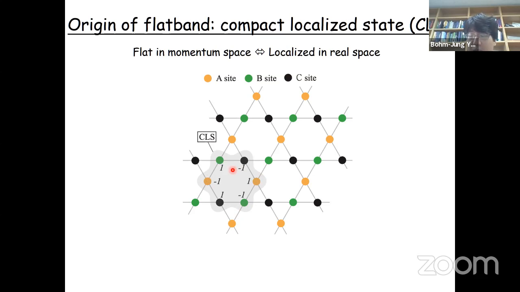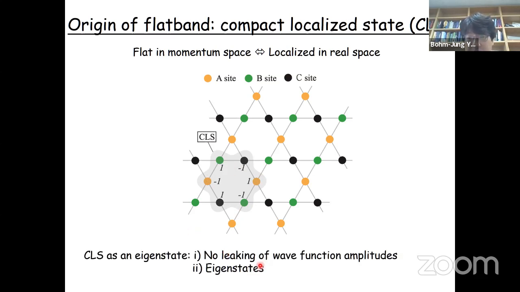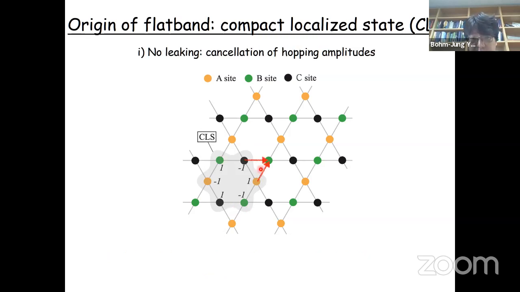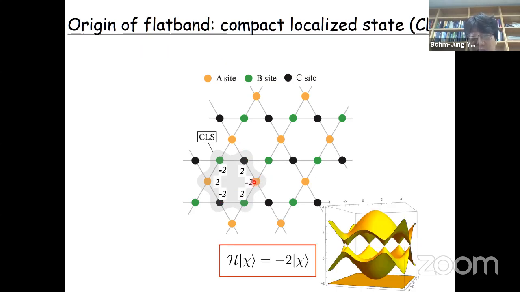To have such a compact localized state as an eigenstate, two conditions should be satisfied. At first, there should be no leaking of the wave function amplitude when the Hamiltonian is applied. And second, of course, it should be an eigenstate. We can easily check these two conditions by applying the Hamiltonian to this localized state. First, if you look at the hopping amplitude to the neighboring site, there is complete cancellation of the hopping amplitude because of the sign alternation of the wave function of this localized state. So there's no leaking. Also, if you apply this Hamiltonian, we can easily see that this hexagonal state is an eigenstate with energy -2. In this figure, -2 is the energy of this flat band. So basically, this state contributes a part of this flat band.